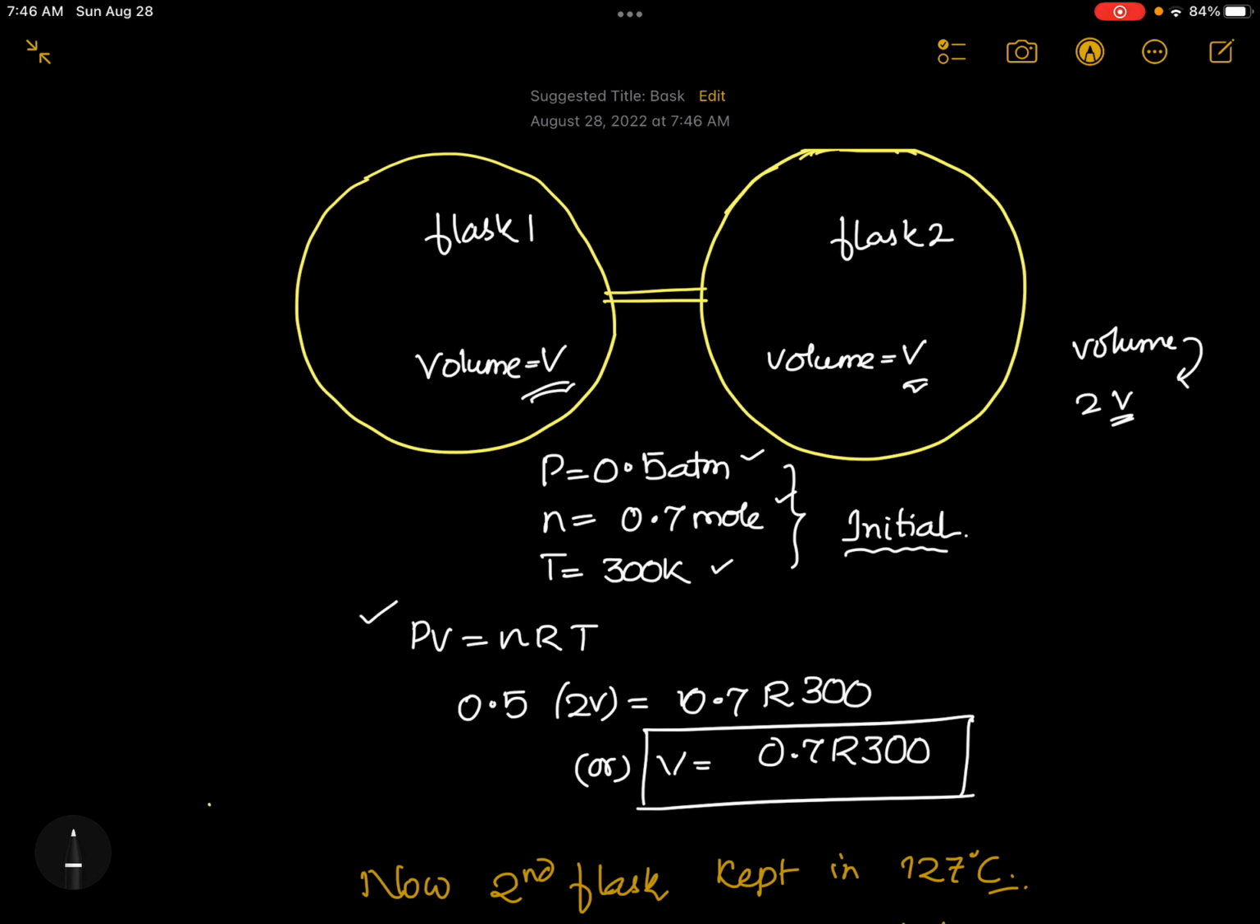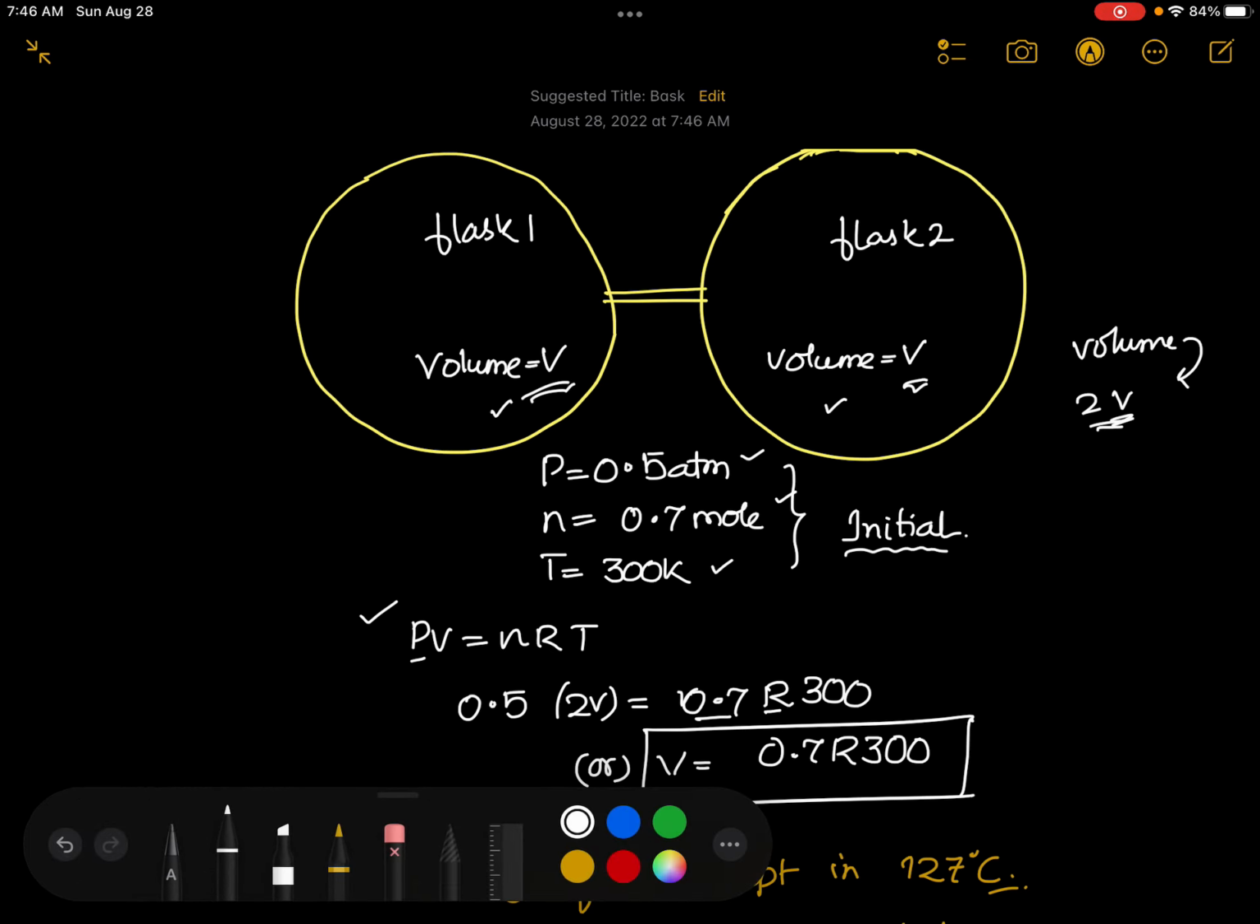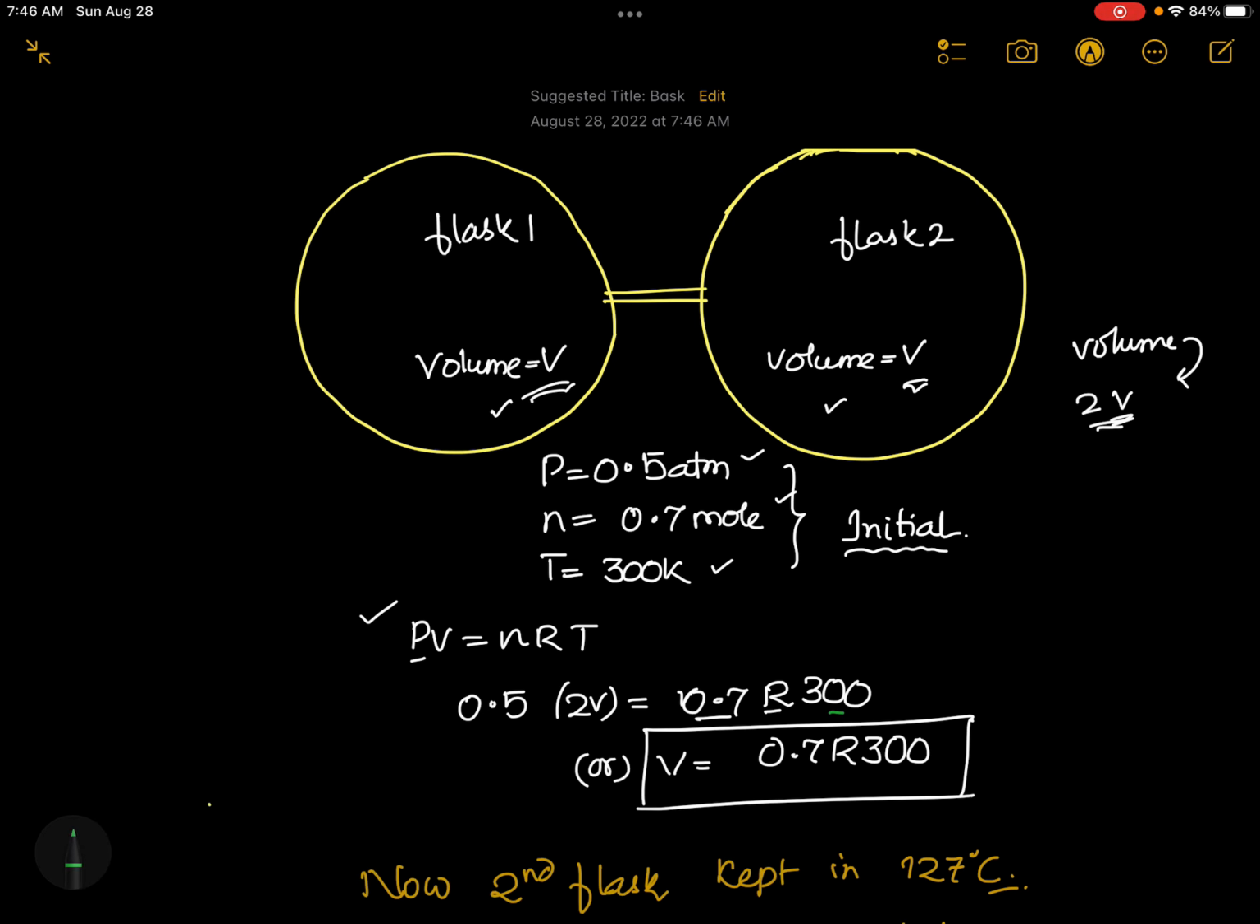And the ideal gas equation, PV is equal to nRT. Pressure is 0.5 atmosphere. Volume I am taking 2V, because this is first volume V, second volume V, both of equal volumes. Number of moles 0.7, R, 300. Now from this you can say V is equal to 0.5 into 2, which is nothing but 1. So V is equal to 0.7 R 300. Remember this, we are going to use it in the last.